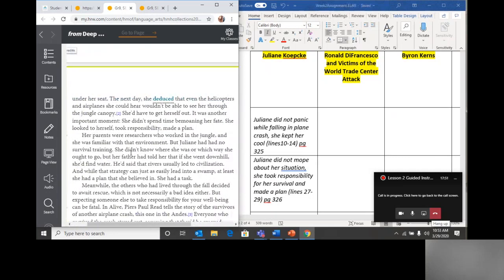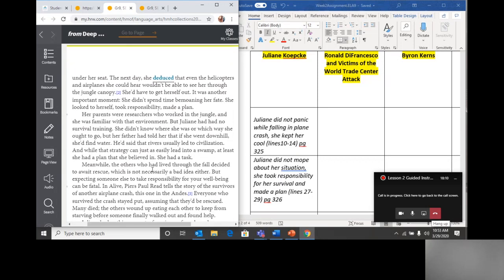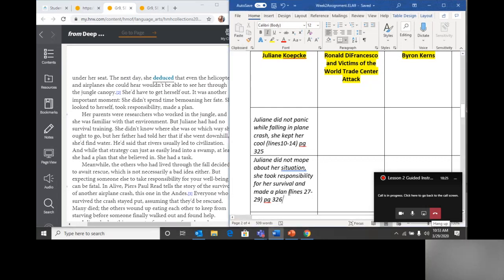Her parents were researchers who worked in the jungle, and she was familiar with the environment, but Julianne had had no survival training. She didn't know where she was or which way she ought to go, but her father had told her that if she went downhill, she'd find water. He said that rivers usually led to civilization, and while the strategy can just as easily lead into a swamp, at least she had a plan that she believed in. She had a task. So it was pretty lucky that Julianne's parents were researchers and taught her this tip. But I think more importantly is that she had a plan and a task.